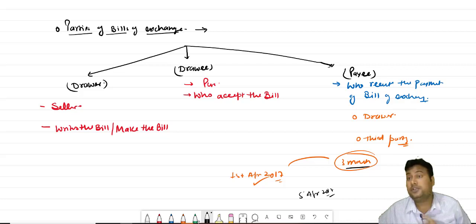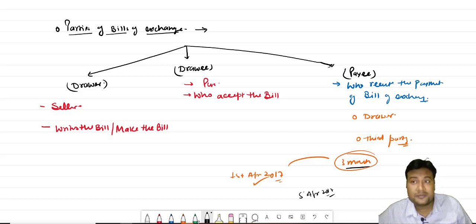The drawee will say no, we have a contract that I will make the payment after 3 months only. So what option do I have? I will go to the bank and say that I need the money urgently, please take this bill of exchange and give the money to me. So the bank will take that bill of exchange and give the money to me.